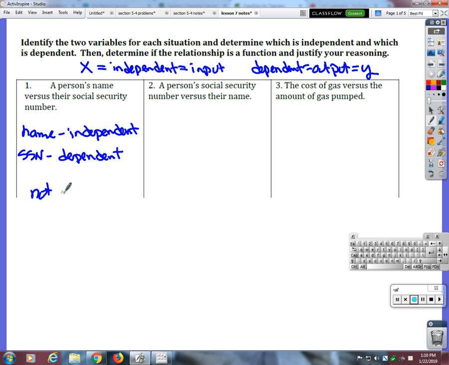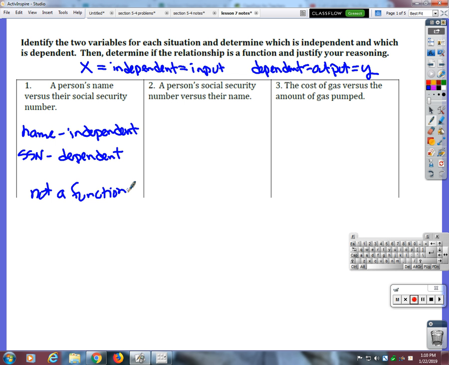This is not, okay. Then if the fingerprints are the input and the person's name is the output, then that's a great example that would be a function. Because supposedly, I don't know if this is an urban legend or not, but everybody's fingerprints are different, right?